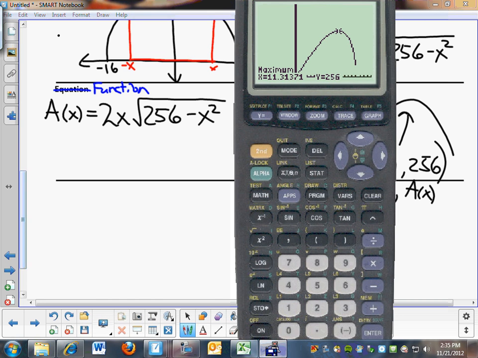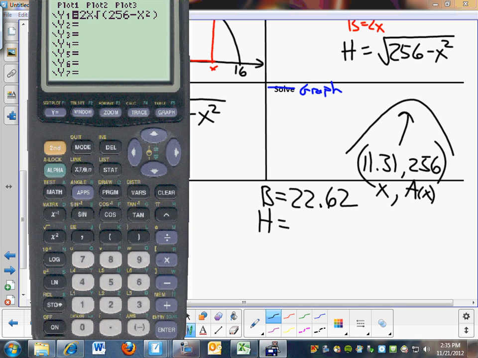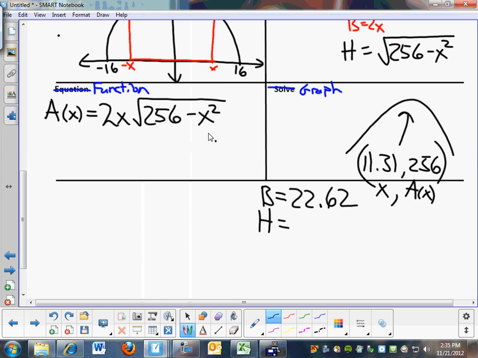So I take out this guy. I go y equals square root of 256 minus 11.31 squared. And I get 11.31. So 22.62 is my base, 11.31 is my height. That will give me my maximum area.